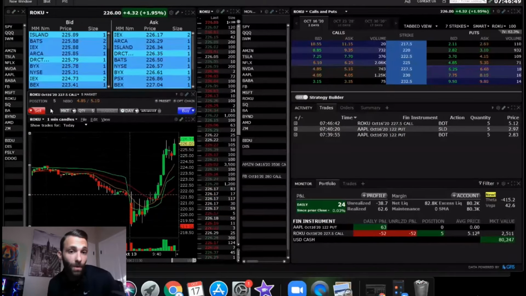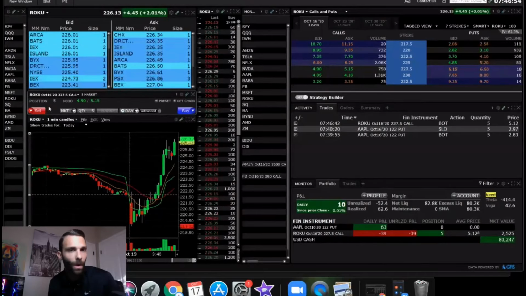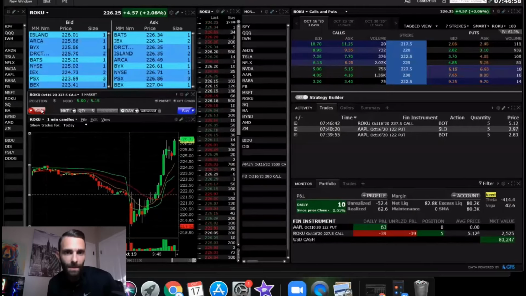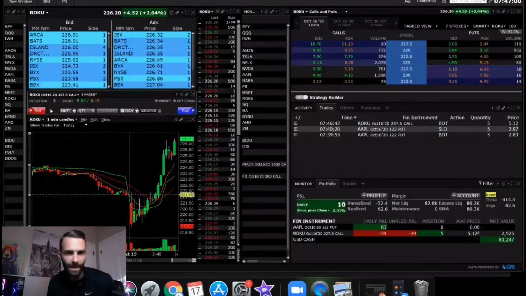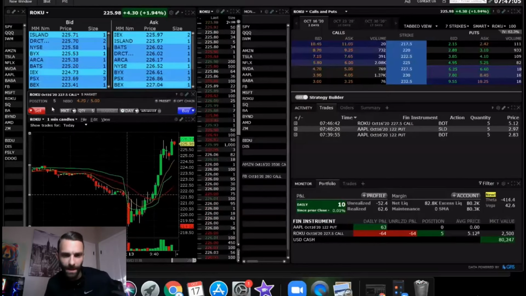I want this to go relatively quickly, so I'm giving this to 225. Just go quick or get out. Now I'm just waiting for the tape to start to speed up. It's not going that fast right now, but it's still holding up. Clean flag pattern, also knowing that there's all-time highs above.